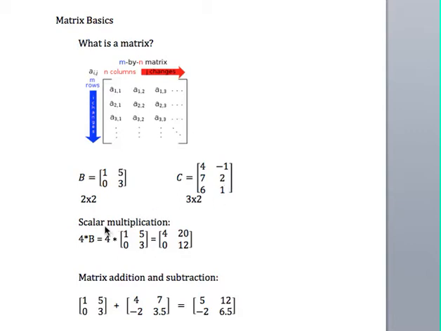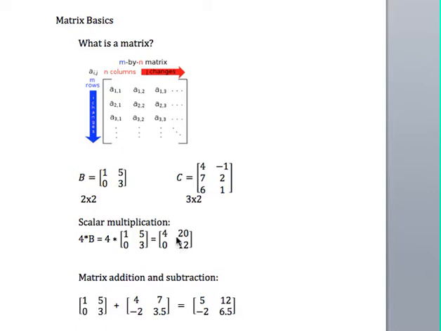So two properties we're going to learn about matrices in this video are scalar multiplication and matrix addition and subtraction. A scalar is a constant. So this means multiplying a constant times a matrix. So for example, I might want to multiply 4 times the matrix B. So that's the same as 4 times, then I wrote the matrix B out with its terms here. And scalar multiplication proceeds exactly like you would expect. You multiply each of the terms in the matrix by the number 4. So 4 times 1 is 4, 4 times 5 is 20, 4 times 0 is 0, 4 times 3 is 12. And that is scalar multiplication.